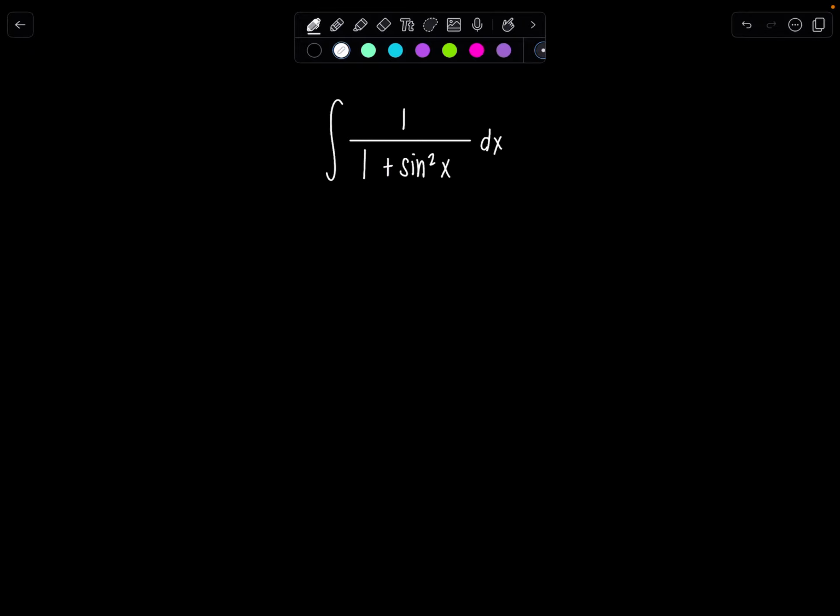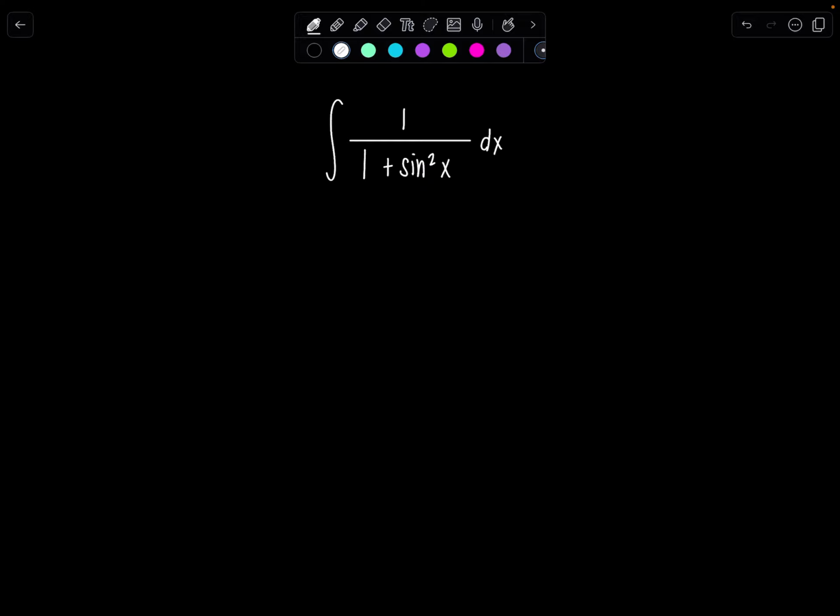I had a request for an integral to do, and so I'm happy to oblige when possible. Here we have an indefinite integral of 1 over 1 plus sine squared x dx. Now there's a couple of different approaches. I'm just going to do one today, and then perhaps at a later date I'll solve it again using a different technique. First things first, it's kind of a rough one.